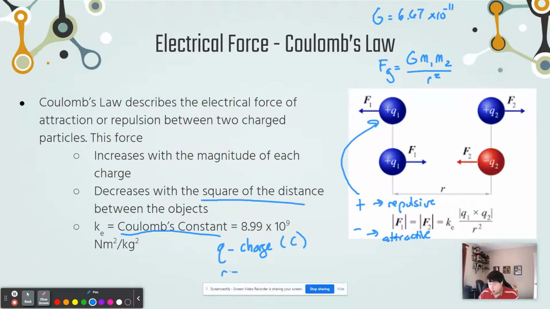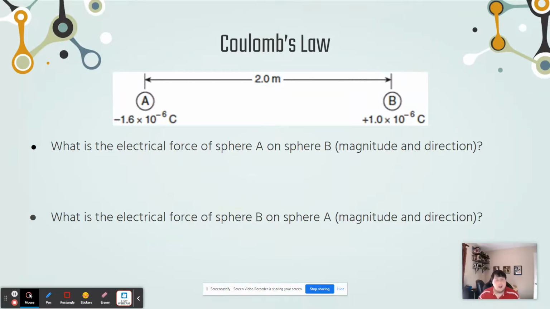And then lastly, r. r is one of the most confusing things. We call it r, but it's not a radius. It is simply the distance between the two objects. So this distance right here between the center, technically, of both of my objects, and we typically measure that one in meters. Okay, so let's go ahead and take a look at an example of Coulomb's law here.